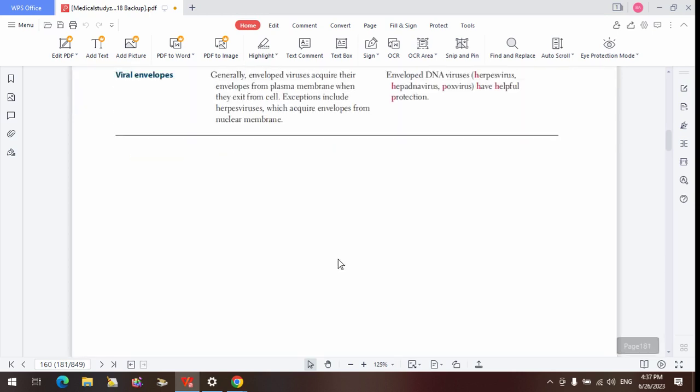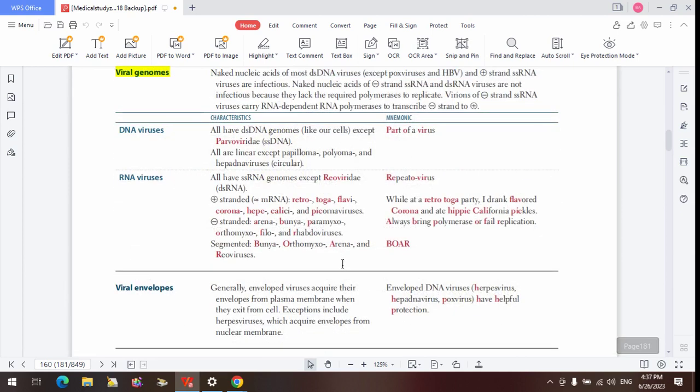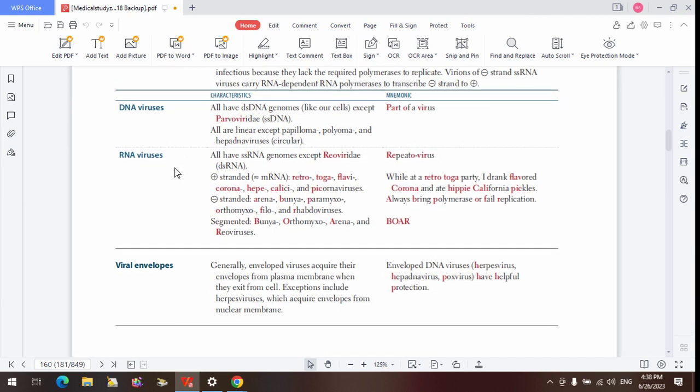So that's just a brief introduction about the DNA viruses. They are all linear except the three, which are circular: papilloma, polyoma, and the partner. What about the RNA viruses?